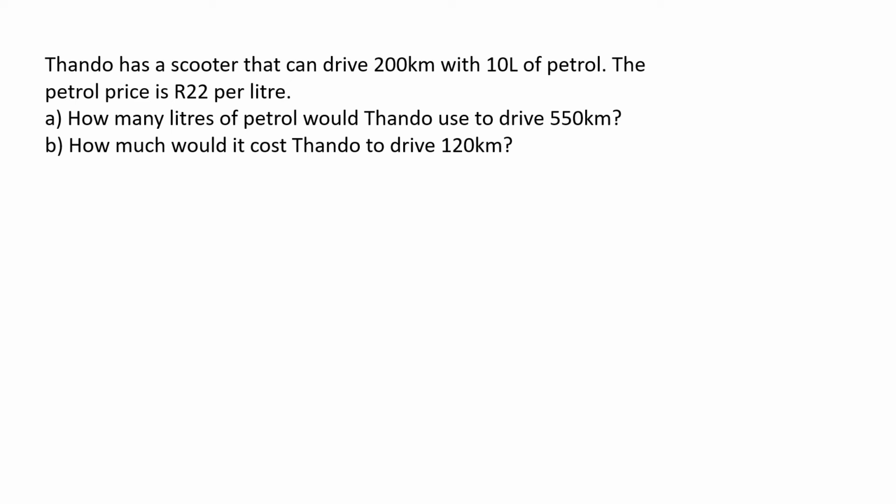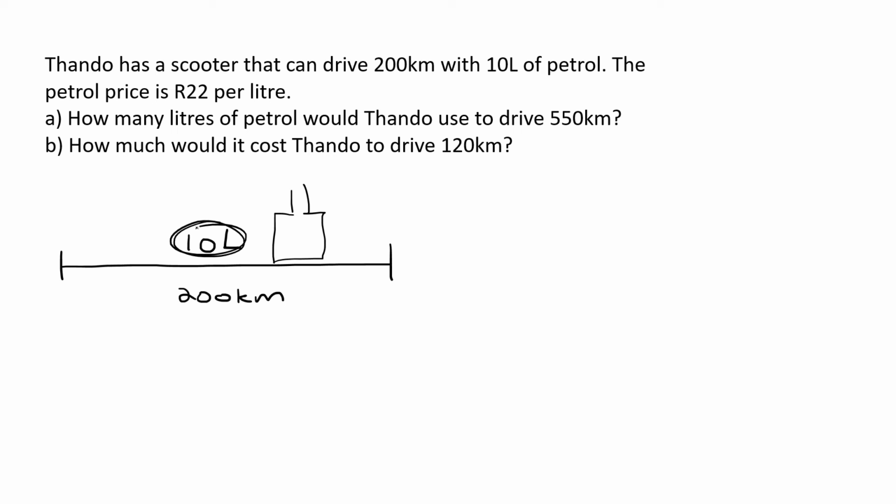Here's our last example. Tandor has a scooter that can drive 200 kilometers. So it can drive a distance of 200 kilometers, and it will use 10 liters of petrol. I want you to imagine that. 200 kilometers, think about how far that is, and then 10 liters. You know, like a 2-liter Coke bottle? Well, that would be 5 of those so that you can make 10 liters of petrol, okay? So as the scooter is driving, it uses up petrol. Now, they tell us that the petrol price is 22 Rand for 1 liter. Okay, so 22 Rand for 1 liter.